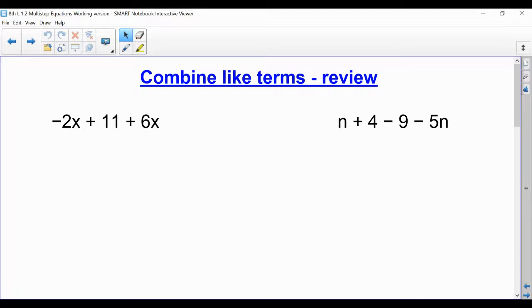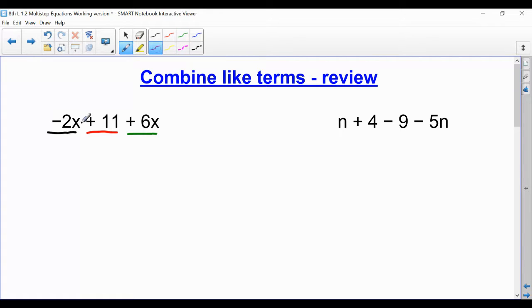Let's do a little bit of a review of combining like terms. Now, we learned this during last lesson. So what we do is we look at each of the terms that we have in our expressions, and we put everything that is a like term together. Now, remember, like terms have the same variable raised to the same power.